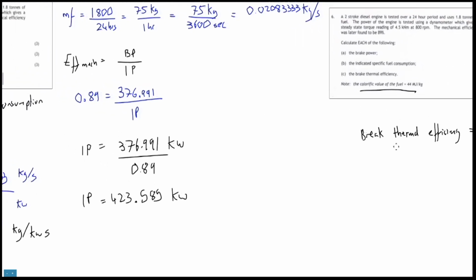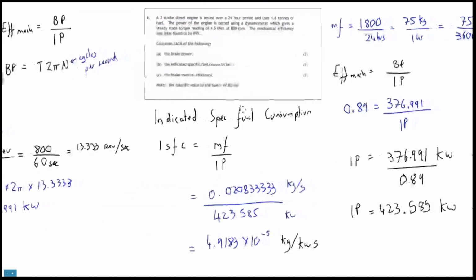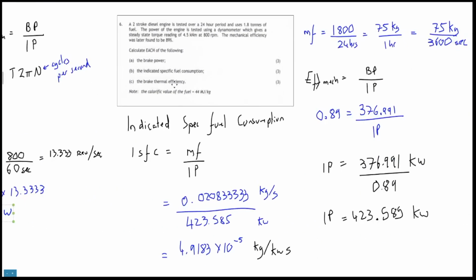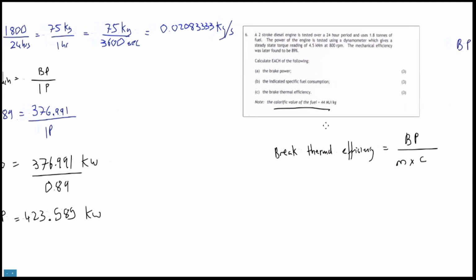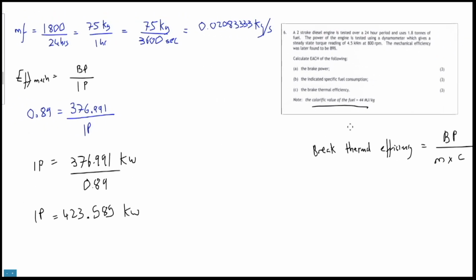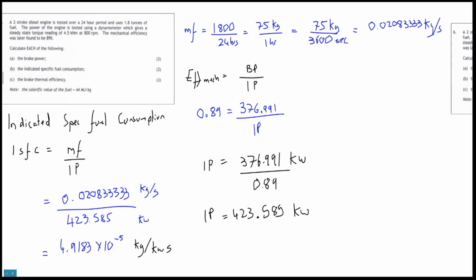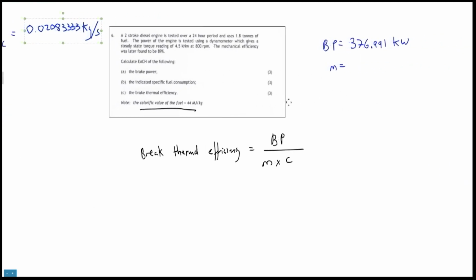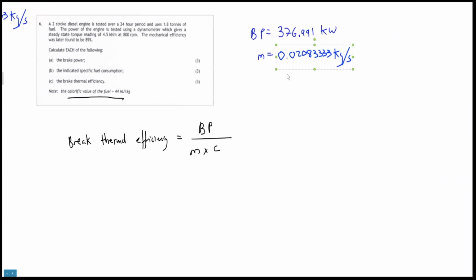So our BP, the brake power, is given way back here at the start. Here it is, it's 376 kilowatts. Let me drag that across here. There's my BP. And then the m, the amount of fuel we're consuming every second, we did a second ago. It's 0.2 kilograms per second. So let's drag that across.